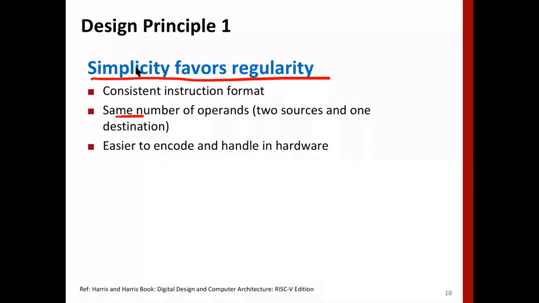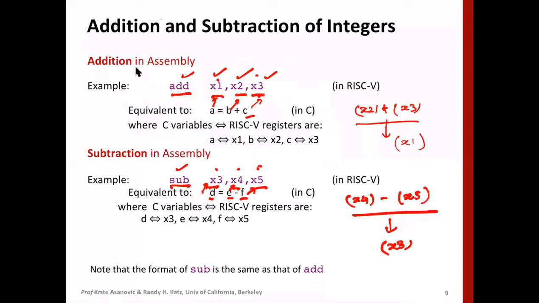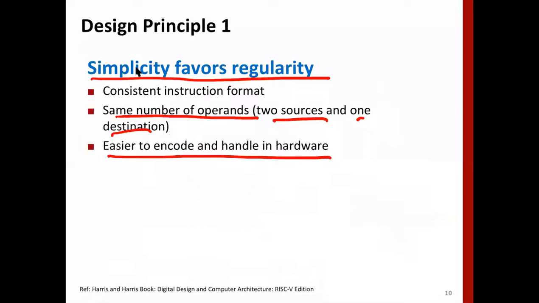So it's the same number of operands, using two source operands and one destination operand, and it is easier to encode and decode in hardware, right? Because whether it's add or subtract, the decoding is very similar, since the opcodes will differ by just maybe 1 bit or a few bits. Then when decoding, it will know where the first source operand is, where the second source operand is, and where the destination operand is. So it is very simple for hardware to execute that.